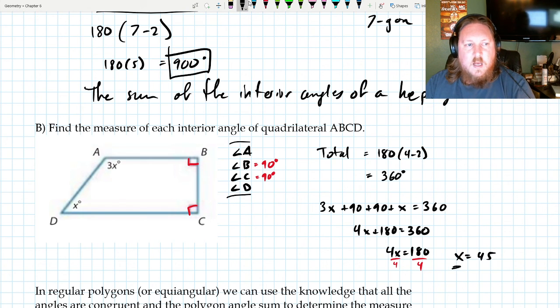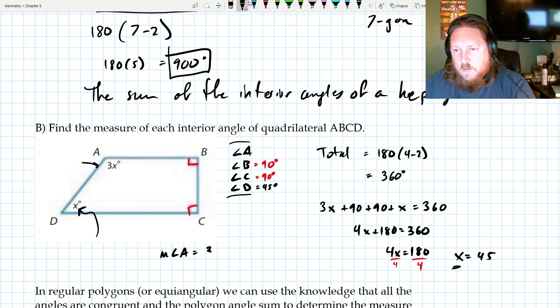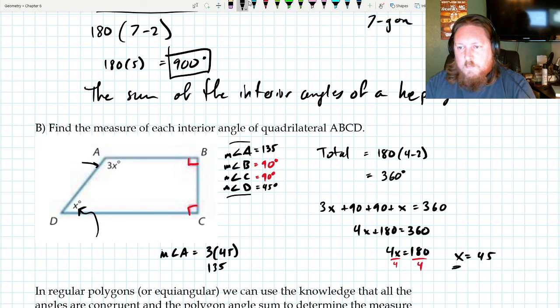Now that's the value of x. It's not necessarily the value of any of the angles. It is the value of angle D. That's going to be 45 degrees. But angle A is 3 times x. So the measure of angle A equals 3 times 45, or 135. Equals 135. I should put a little m in front of all these things because they're all measures. So there are all my angles.